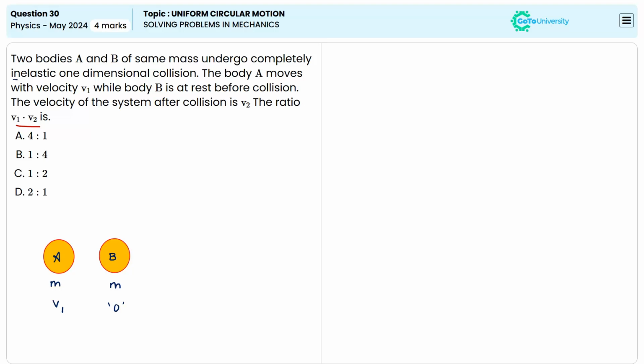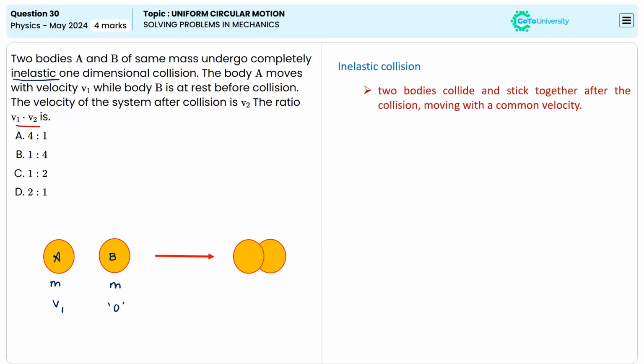It's given in the question that an inelastic collision is happening. It's known that whenever there is an inelastic collision, two bodies will collide and stick together after the collision and move with a common velocity. So here the velocity after the collision is given as v2.